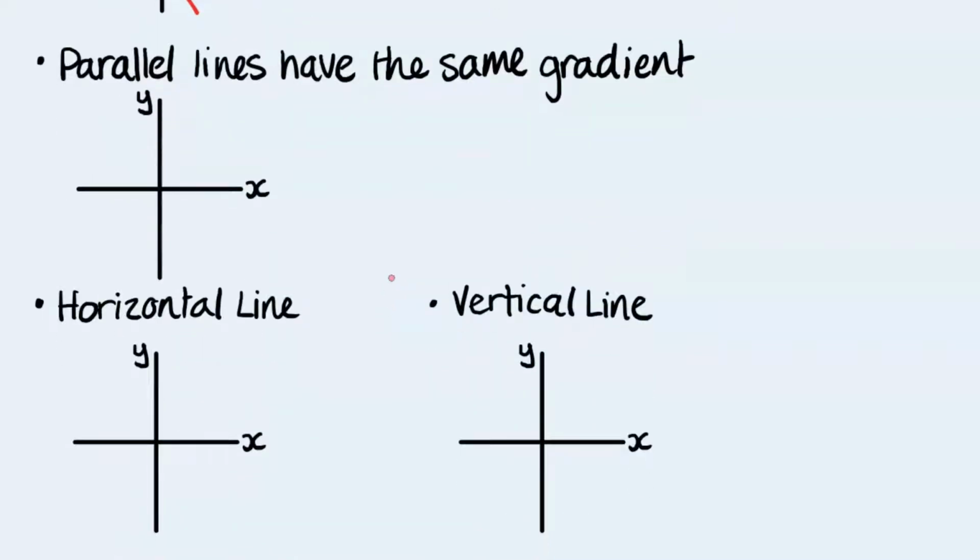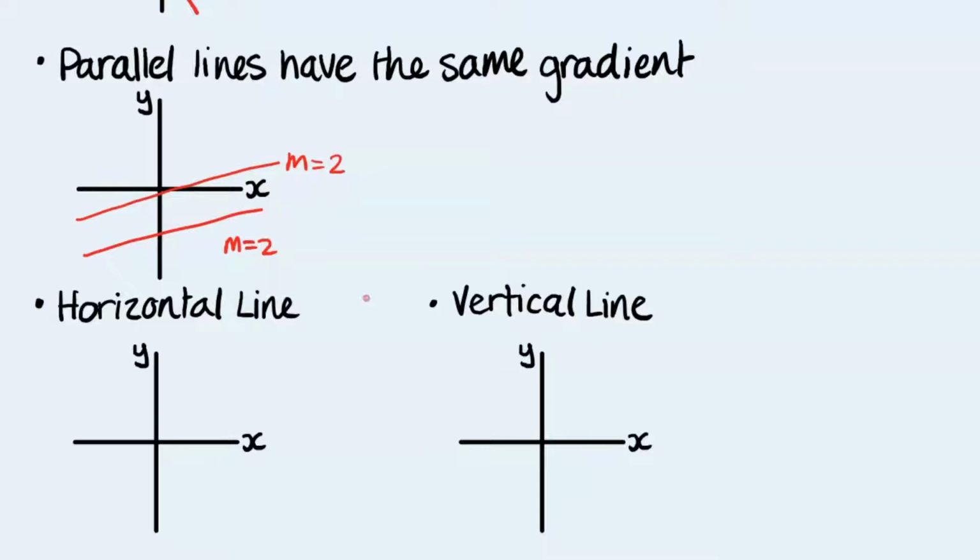The next point is that parallel lines have the exact same gradient. So say if we had a line here, m is equal to 2, for example, a positive number, so the line is sloping upwards. But say if we had another line parallel to it, this parallel line has the exact same gradient, m is equal to 2.